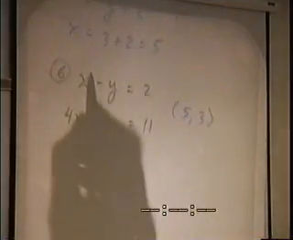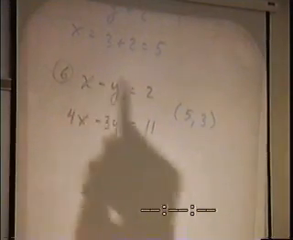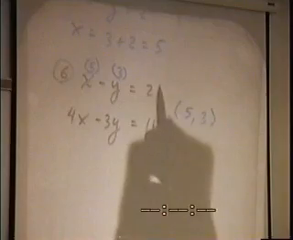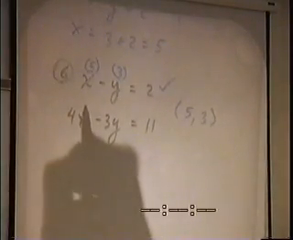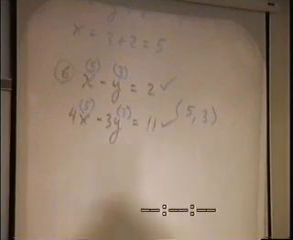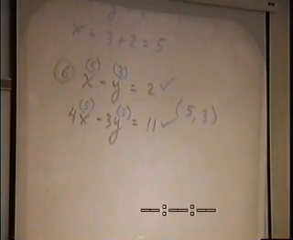So I'm going to test it. This only takes a second. 5 minus 3 is equal to 2. 20 minus 9 is equal to 11, and I'm done. Literally 5 seconds, and you know if you're right.